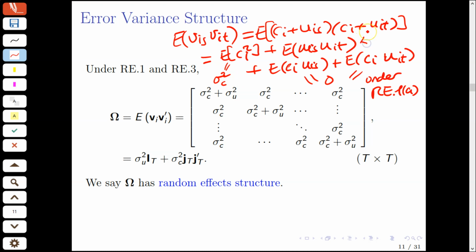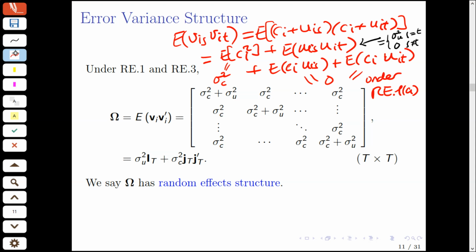Now lastly, this term here depends on whether or not s and t are the same. If they're the same, we get the variance of the idiosyncratic error. And if they're different, we get 0 due to the serial uncorrelatedness. So that's the structure of the composite error variance.